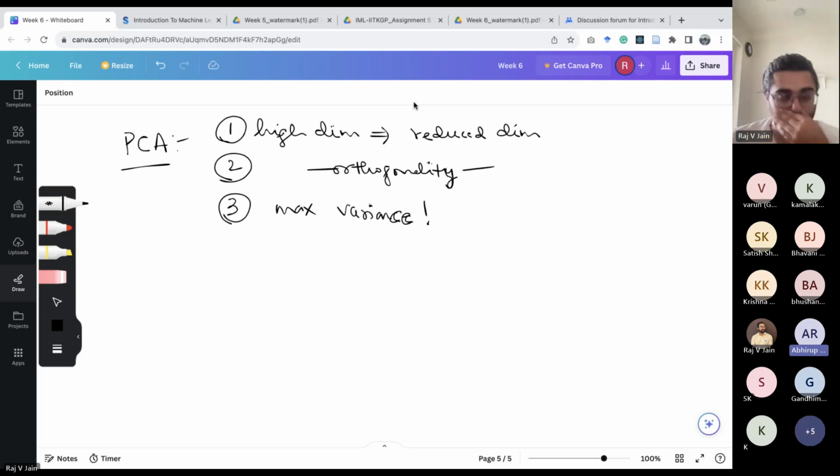So it's not classifying your data. It's just reducing the dimension. After that, you're giving it to the model to classify. So PCA is not classifying any data. PCA is just capturing the information content in lower dimension.